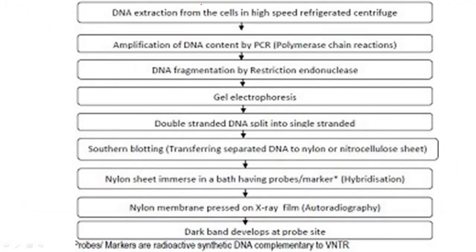Here is a very blurred picture. The DNA extraction from these cells was done at very high speed in a refrigerated centrifuge, then amplification by PCR and DNA fragmentation by restriction enzymes, then gel electrophoresis. You may not understand this technique very well, just know this for now. The double-stranded DNA was split and then Southern blotting, then nylon sheet hybridization was done, and the nylon membrane was placed on the X-ray film and a dark band develops at the probe site.